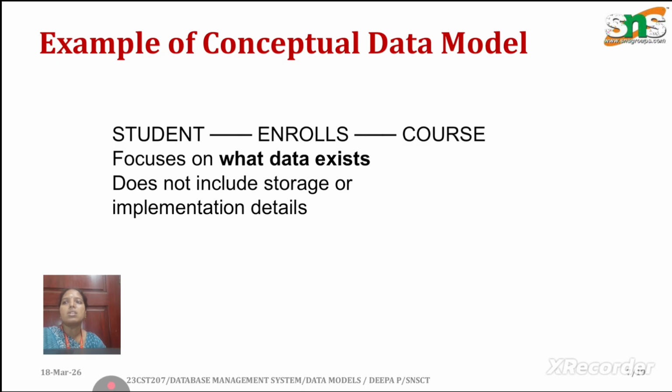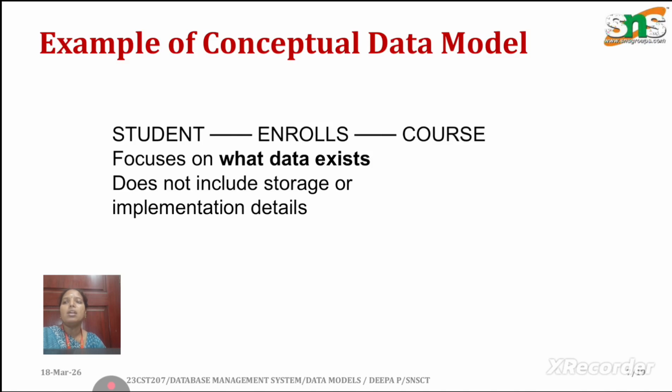The next is the logical data model. This model describes how data is logically structured in the database. It is used by database designers and developers. It defines tables, attributes, relationships, and constraints such as primary keys and foreign keys, and so on. It is independent of physical storage. The most important example of the logical data model is the relational data model.